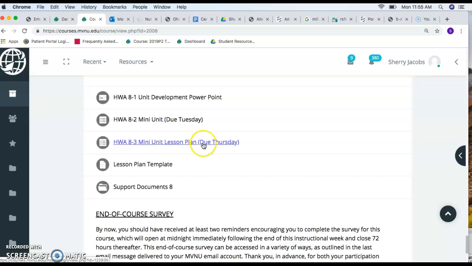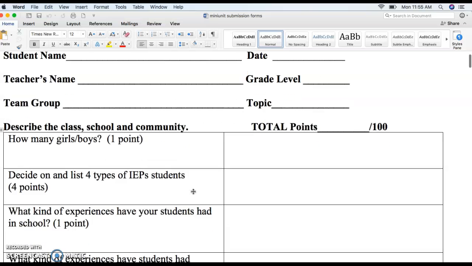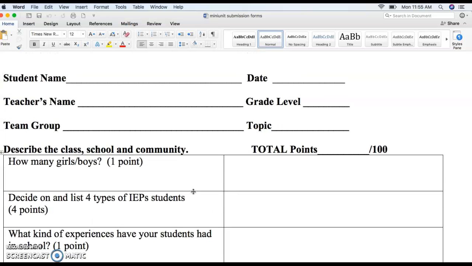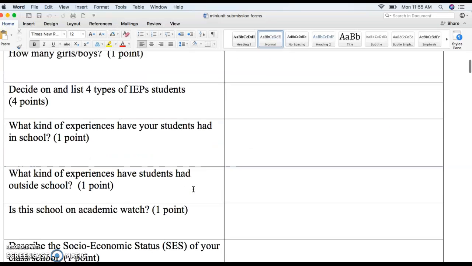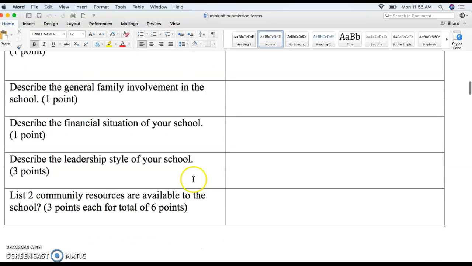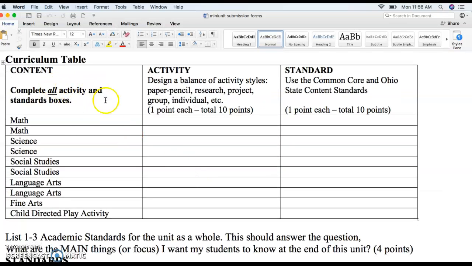I want to go over this with you quickly to make sure that you have everything in there that you need. So here is the actual rubric and form that you'll be completing. You'll notice that all of the points for everything are in it. This is all activity standards, and boxes need to be completed here.